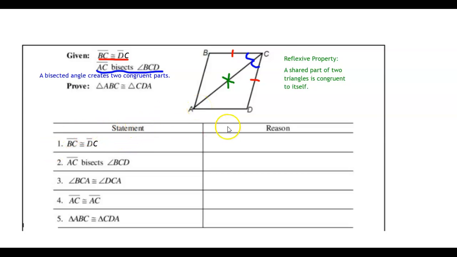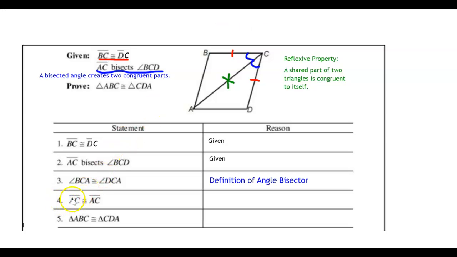All right, let's take a look at the statements and reasons for statement number 1, which is BC and DC are congruent, and then also for statement number 2, AC bisects angle BCD. It's fairly straightforward. These two are given. Next, for statement number 3, it says that angle BCA and angle DCA are congruent to each other. Well, we know that these two angles are congruent because they are directly adjacent to each other and they are split by a bisector, right? That bisector creates two congruent parts. So we can say that the reason these two angles are congruent is the definition of bisector. You can be more specific and say definition of angle bisector. That's what I'm going to write here, but they will accept definition of bisector as well.